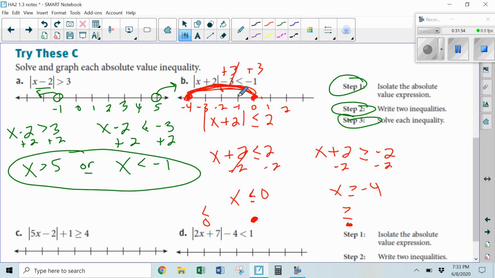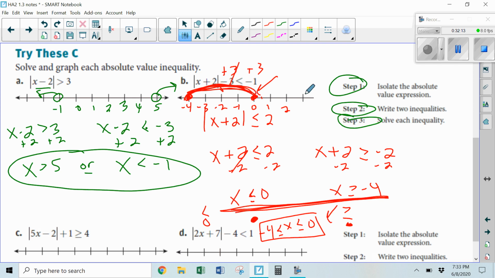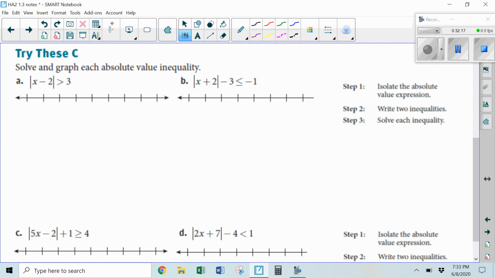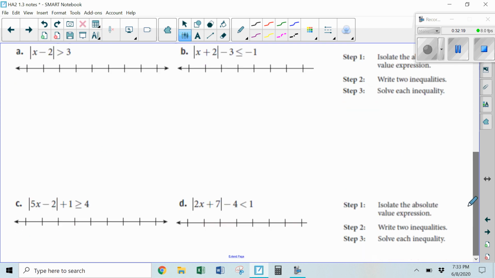Because this is one continuous statement, I need to write these 2 statements into one. So I put the smallest number to the biggest number. You do have to show your work. So this is my graph answer, this is my numerical answer, and then this is all of my work. All right, go ahead, pause the video and try C and D.